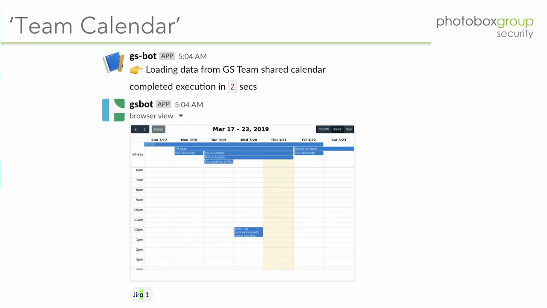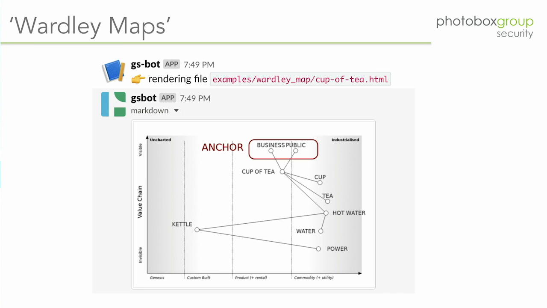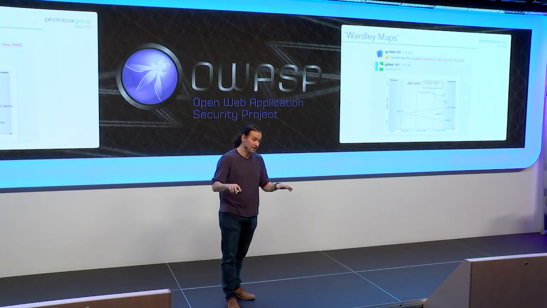We can actually render calendars, which is great. And we can do Wardley maps. Does anybody know what a Wardley map is? For the ones who don't, you're missing one of the biggest tricks of your career. You have to go and understand it.